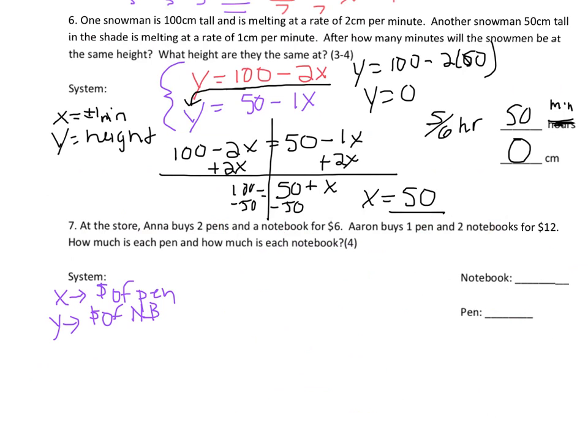Alright, I know this is going long, but I want to show you one other way that you could do this problem. We're first going to write the system again. So 2 pens, remember the pens are x and the notebooks are y. So 2 pens plus the cost of 1 notebook equals 6, and the cost of 1 pen plus 2 notebooks equals 12.